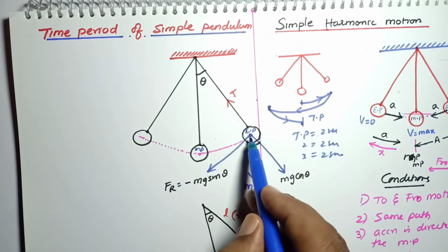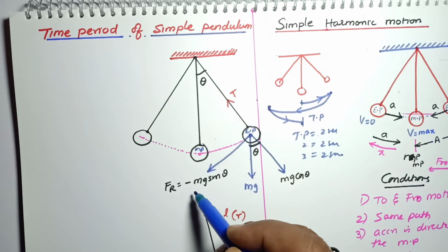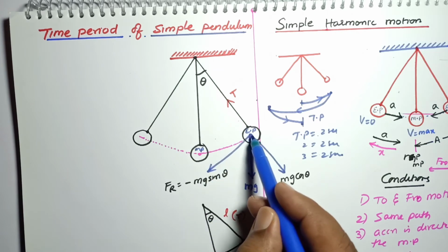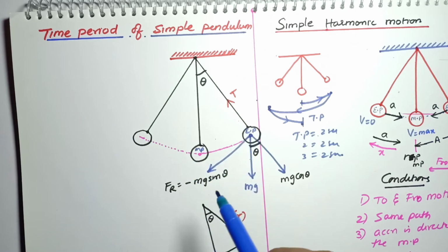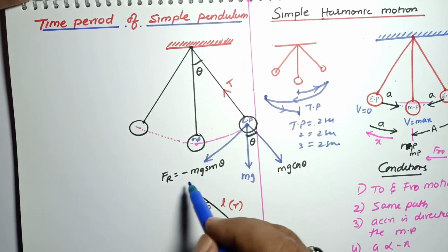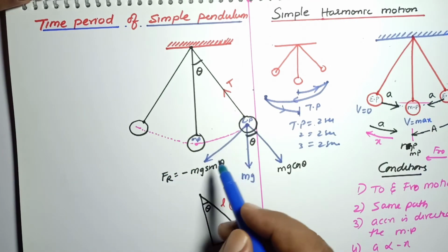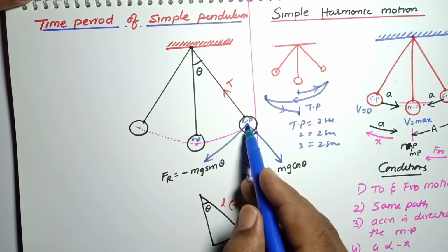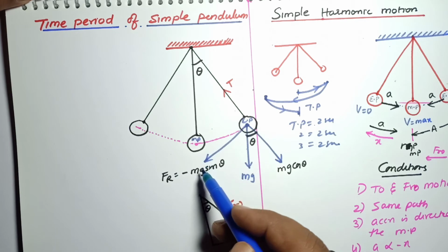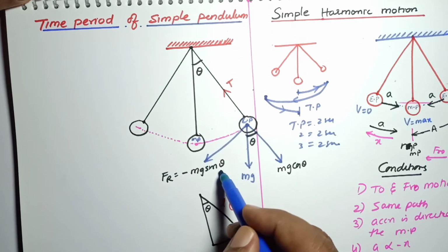When the pendulum reaches an extreme position, there is one force which will restore the pendulum, bringing it from the extreme position back to the mean position, and that force is called the restoring force. A restoring force is always opposite in direction. The restoring force will be in this direction, which is called minus mg sin theta here.